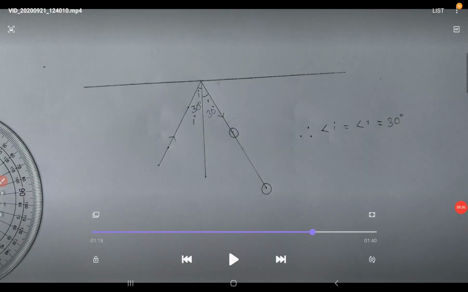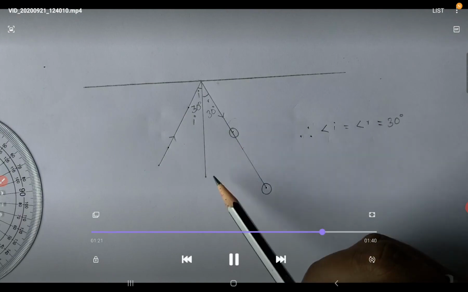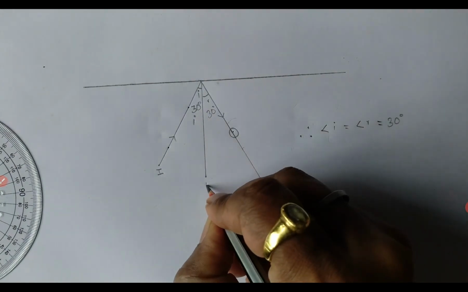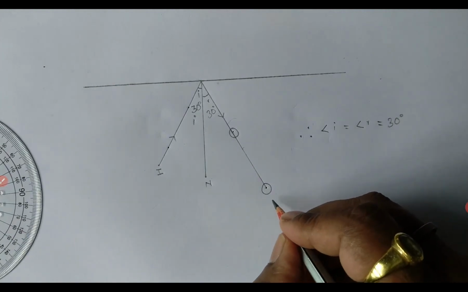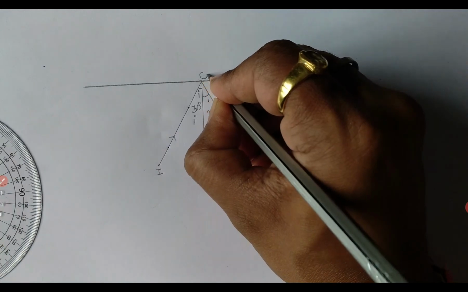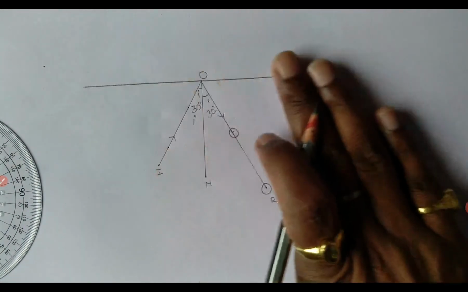Now writing the required alphabets to complete this diagram. I will represent the incident ray, N the normal, R the reflected ray, and O the point of incidence. So I hope you have understood this particular experiment.